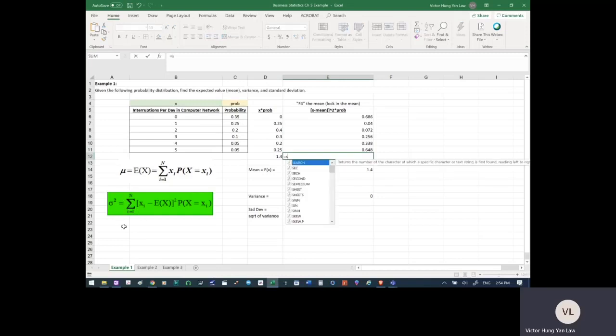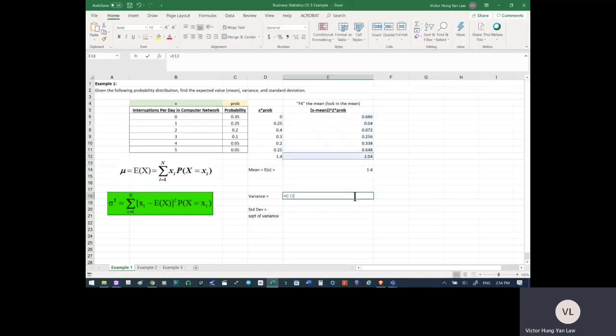Once we calculated this, what we need to do is sum them up. We need to add them up. So equal sum, open bracket, and then we highlight the cells E6 to E11, and that will give you the 2.04, and that's your variance. That's our variance calculation.